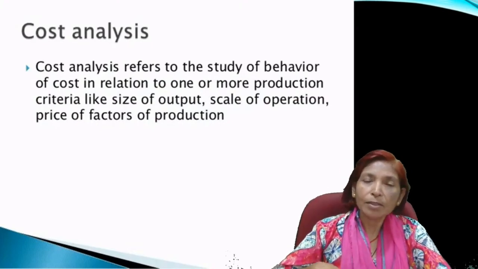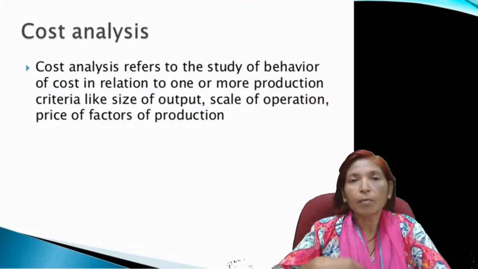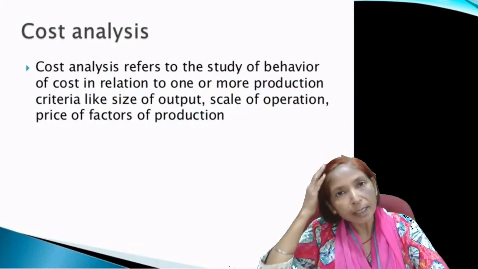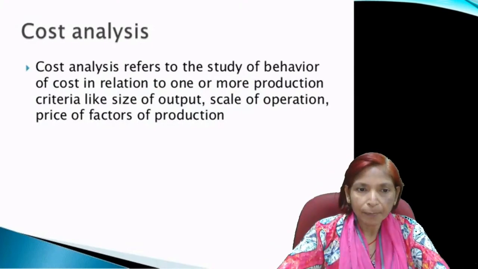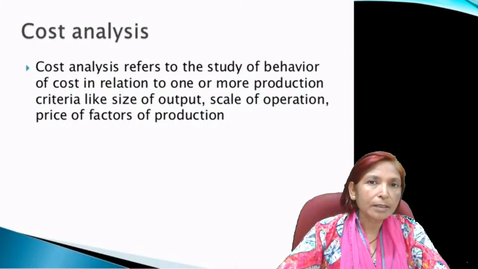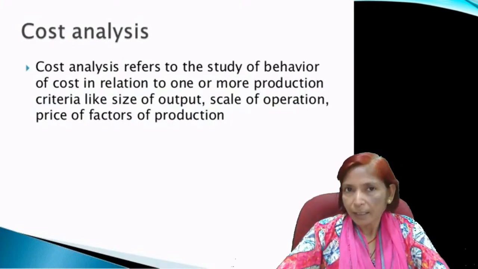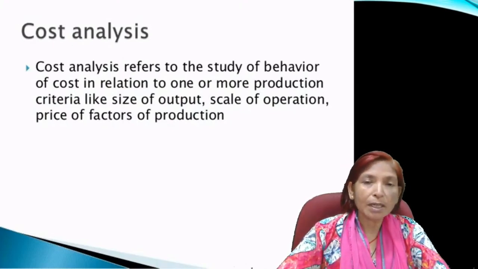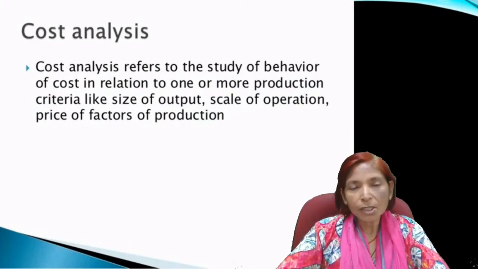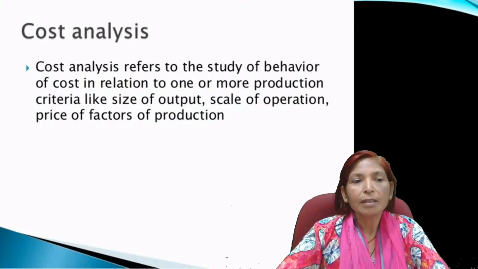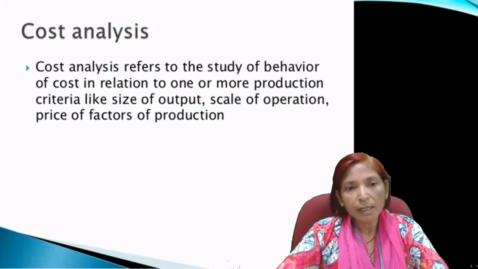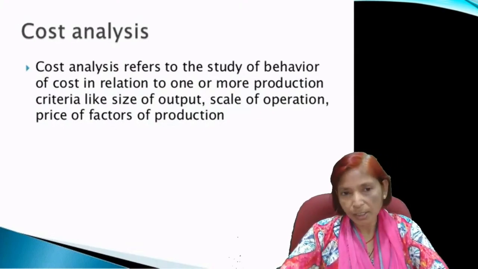And what are the prices of factors of production? If prices are more, then cost will rise. If prices of factors of production are less, then cost will decrease. So if factors of production are available at a cheaper rate, then cost will decline. And if factors of production are available at higher prices, then cost will rise. So cost analysis is concerned with these things like output size, scale of operation, and price of factors of production.